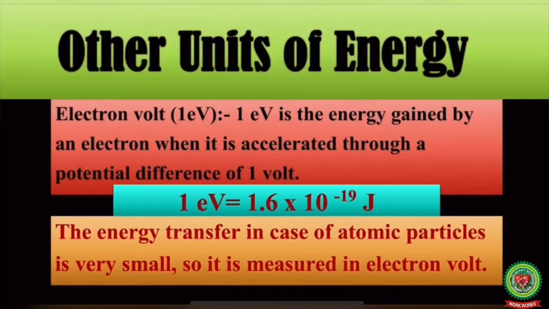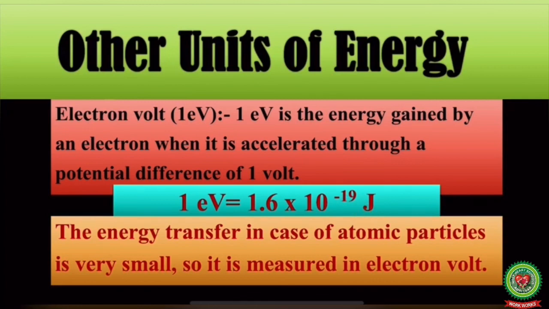Next unit of energy is electron volt. The energy transfer in case of atomic particles is very small. So it is measured in a very small unit, which is electron volt. Its symbol is small e and capital V. 1 electron volt is the energy gained by an electron when it is accelerated through a potential difference of 1 volt. The relation between 1 electron volt and joule is 1 electron volt is equal to 1.6 into 10 raised to power minus 19 joule.